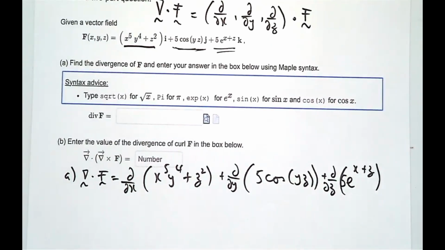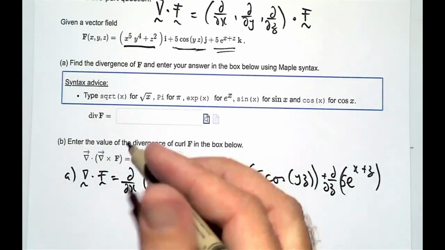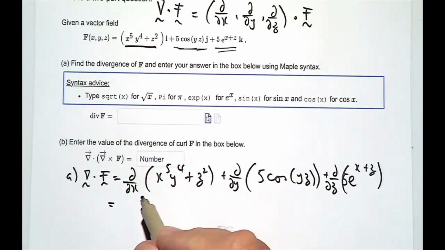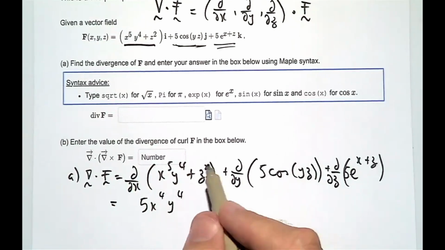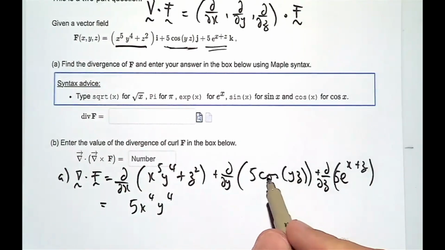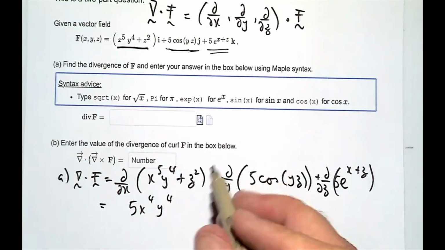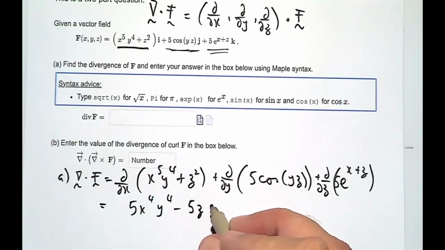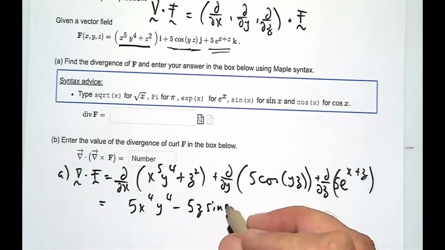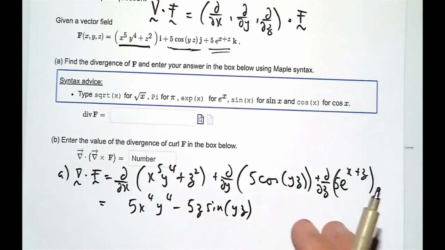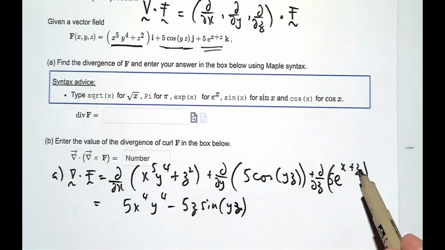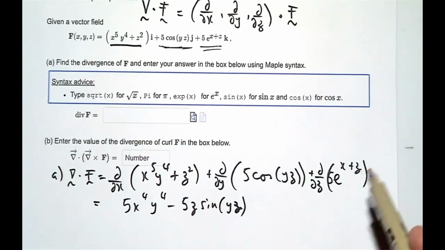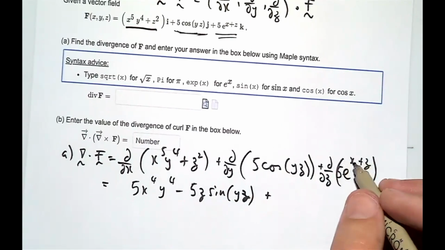Okay, so if you know your partial derivatives, you can do this pretty quickly. Just need to be careful you don't make a silly mistake. So it's going to be 5x to the 4 times y to the 4. That's going to be 0. Cos is going to go to negative sin, and the z is going to come to the front. And then it's going to be the same for this one.